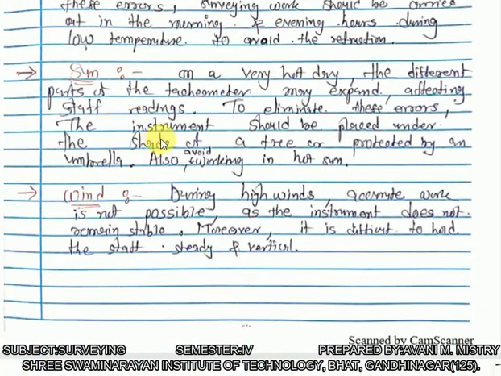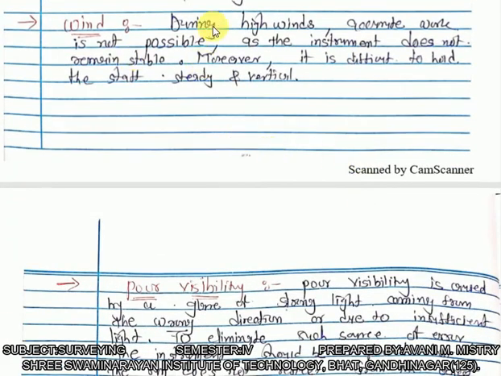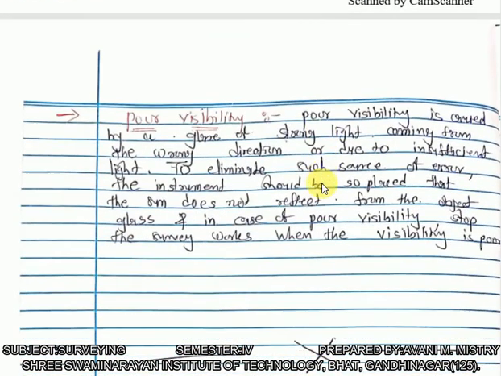Then second one is sun. On a very hot day, the different parts of the tachymeter may expand, affecting the staff readings. To eliminate these errors, the instrument should be placed under the shade of a tree or protected by an umbrella. Also avoid working in the hot sun. During high winds, accurate work is not possible because the instrument does not remain stable. Moreover, it is difficult to hold the staff steady and vertical.